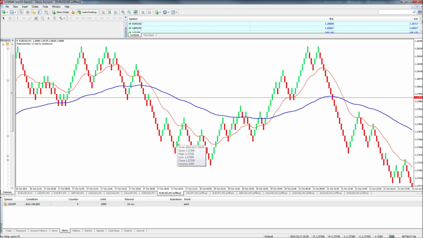As you can see here, I'm pointing at this green candle on top, and it says open was 127500 and close was 127550. That's a 5 pip movement, or a 50 micro pip movement, upwards. I'm going to show you a red one. This shows open 127550 and closed at 127500. So that's a 5 pip movement downwards. It'll keep doing that.